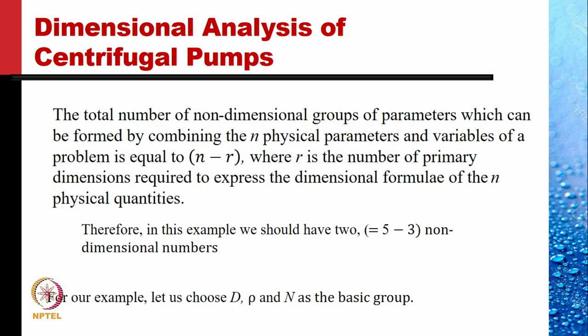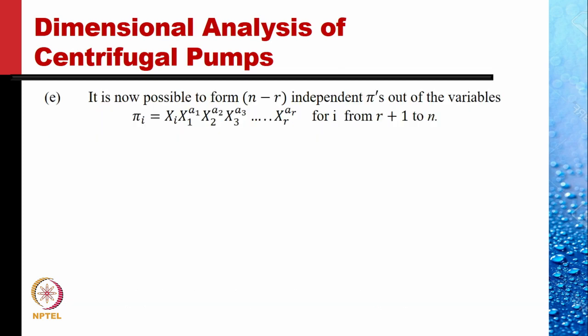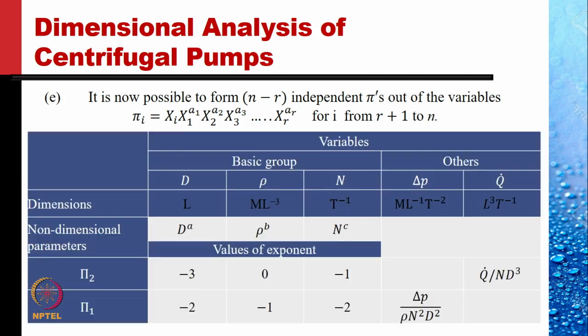For our example, let's choose D, rho and N as the basic groups. This is conventional for centrifugal pumps. We deal in diameter of the centrifugal pump, density of the liquid pumped and RPM that we operate on. It is now possible to form n minus r independent pi's out of the variables for i from r plus 1 to n, that is from 4 to 5, 2 parameters. And we do the analysis as before.